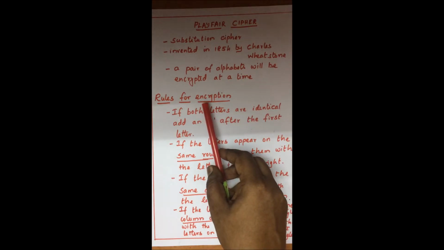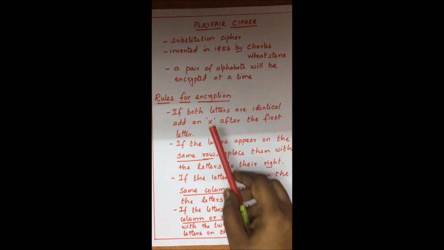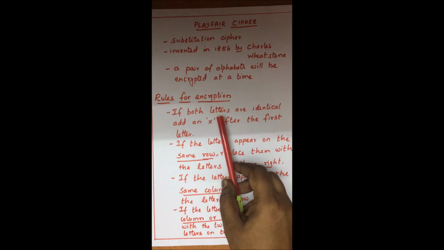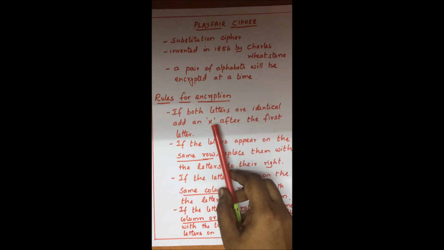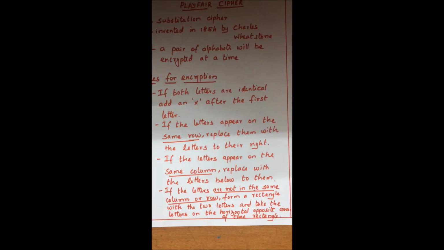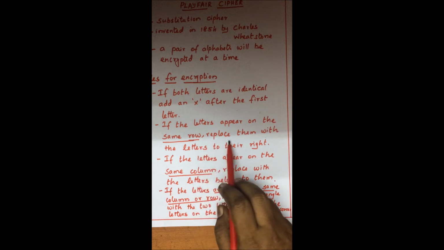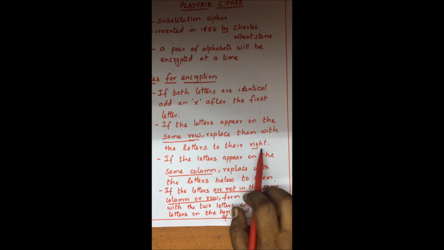First, we will discuss the rules for encryption. There are 4 rules for encryption. The first rule is, if both the letters are identical, add an X after the first letter. The second rule is, if the letters appear on the same row, replace them with the letters to the right.